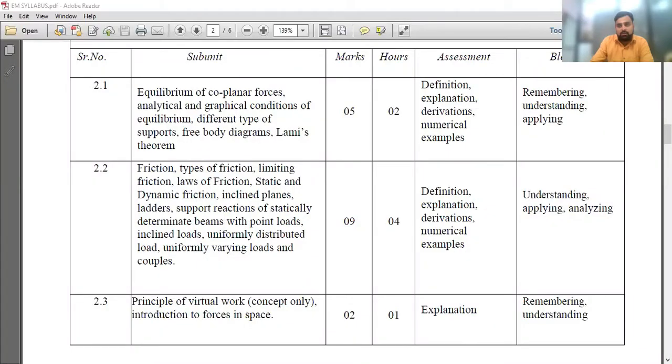So are you able to see the screen? Yes, sir. Okay.